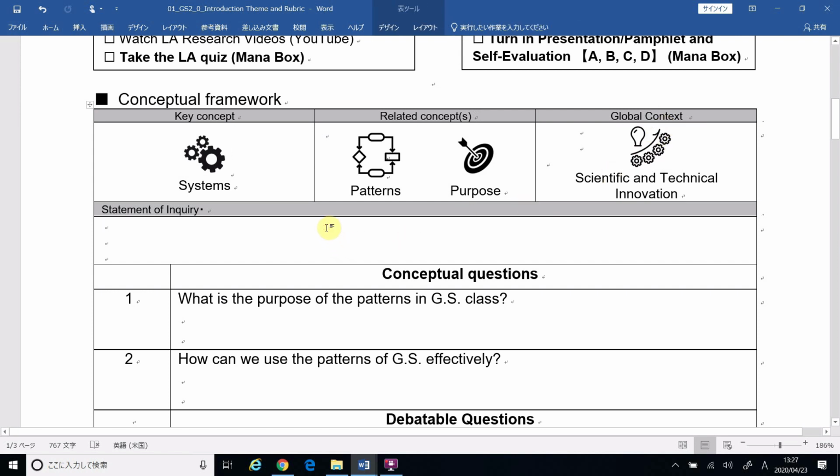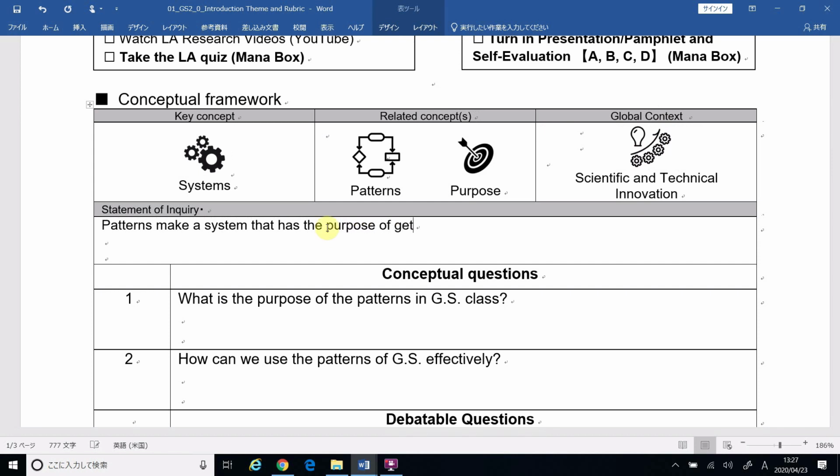Okay, I think I have an idea. I'll try. Patterns make a system. A system that has the purpose of getting better. So patterns make a system that has the purpose of getting better. Okay, it's not perfect, but I think I finished writing my statement of inquiry.